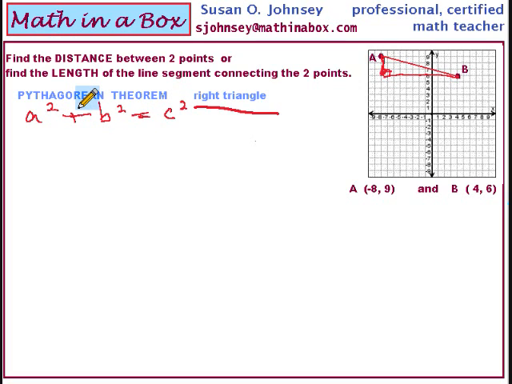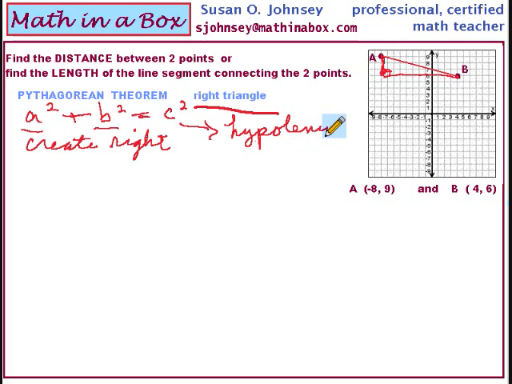The a and the b are the 2 sides that we just drew. They are the legs. The a and the b are the 2 sides that create the right angle. C is called the hypotenuse. You may remember that word, hypotenuse. It is the side that is opposite, or straight across from, the right angle. In this problem that we're working, it's actually the line segment AB. In the formula, they call it C.